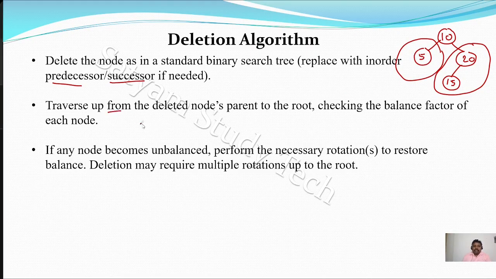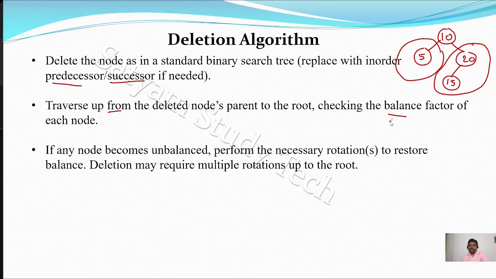Travel up from the deleted node's parent to the root, checking the balance factor. After deleting each and every node, you have to check the balance factor. If it is balanced, leave it as it is. If it is not balanced, you have to perform some rotations. This is the simple deletion algorithm.